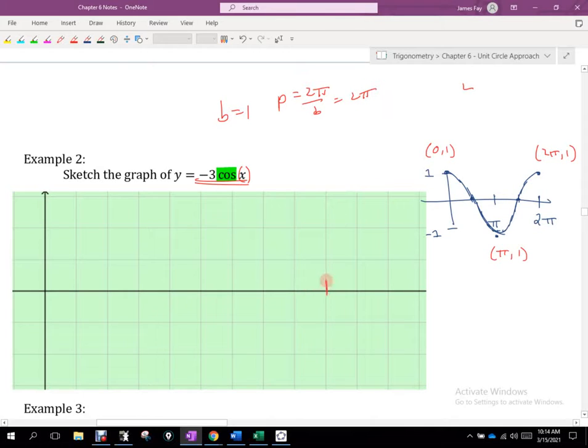So I'll put 2 pi right there. We'll cut that in half to find pi. I'll cut that in half, so 0 to pi will be cut in half, and then give me pi over 2. And then, man, I really messed that up, didn't I? No, that's right.